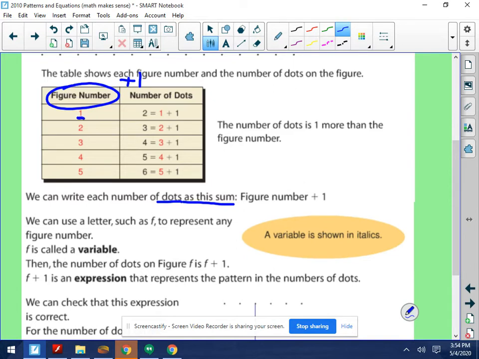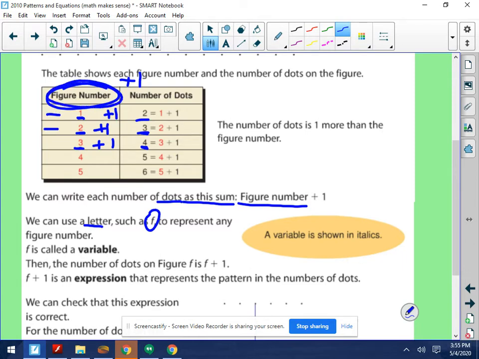Because 1 plus 1 will give us 2. 2 plus 1 will give us 3. 3 plus 1 will give us 4. So instead of using the words figure number plus 1, we're going to use a letter. And the letter we'll use is F. And F will stand for any figure number up here.